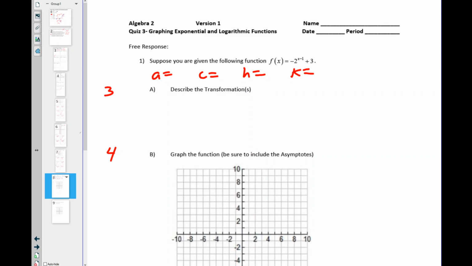Ali Shan, what's A? Good, -1. C? H? K? How many total transformations am I going to have here? 3 total ones. All A is doing is an x-axis reflection.